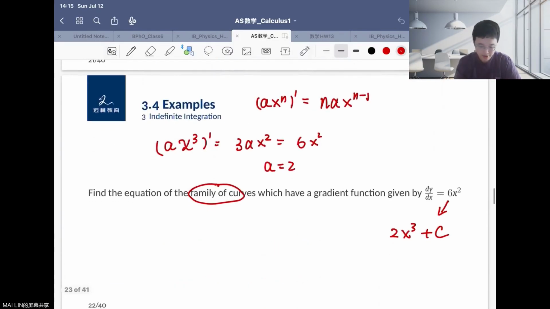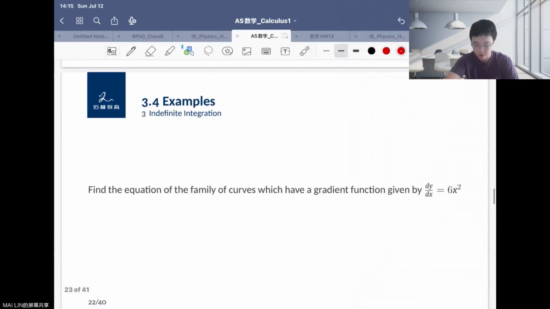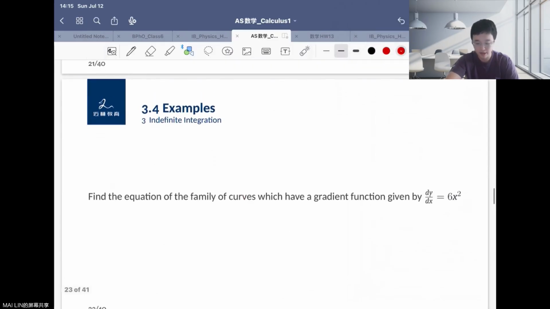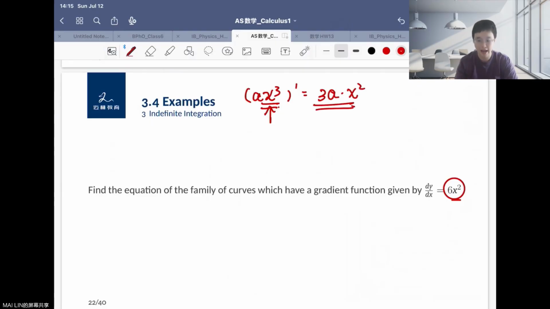So here's an exercise for you. We have dy over dx equals 6x squared, and the problem is to find a family of functions. Since we have x squared, we can say x squared comes from x cubed, right? So this is from the original function x cubed. We can just consider it as ax cubed. The differentiation is equal to 3 times a times x squared, that is, 3ax squared. That is for this kind of integration.